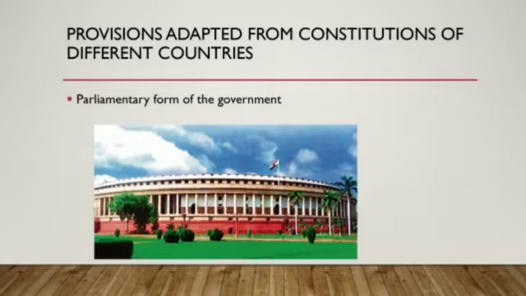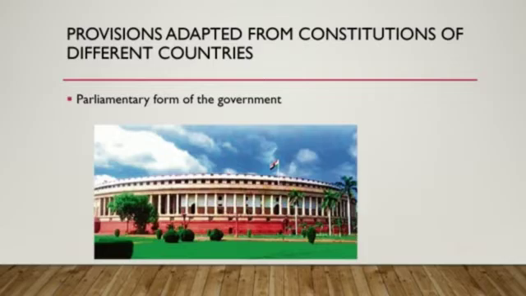The next provision is the parliamentary form of government. A parliamentary system or parliamentary democracy is a system of democratic governance of a state where the executive derives its democratic legitimacy from its ability to command the confidence of the legislature, and is also held accountable to that parliament. A parliamentary system is also called responsible government.